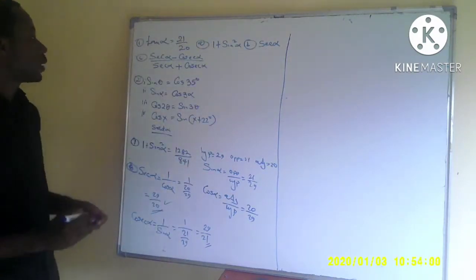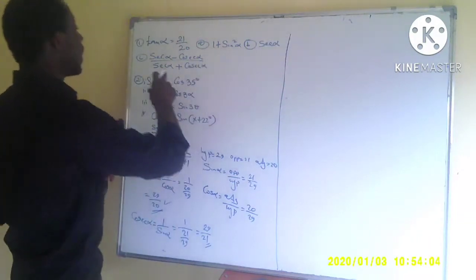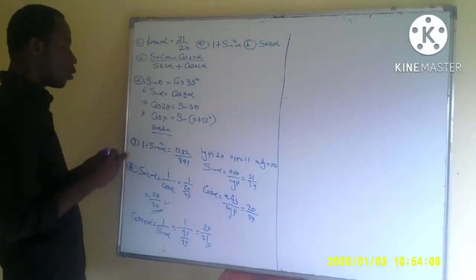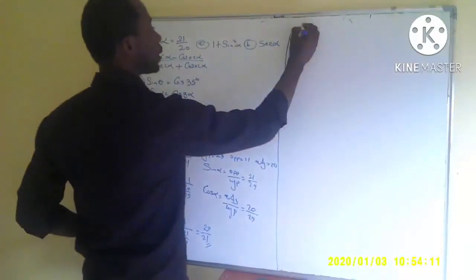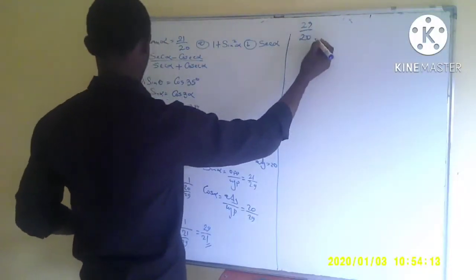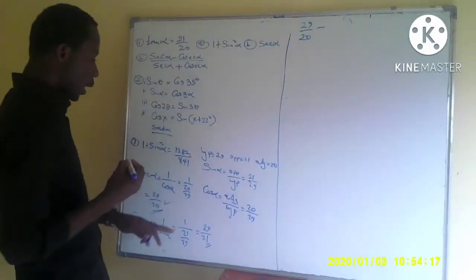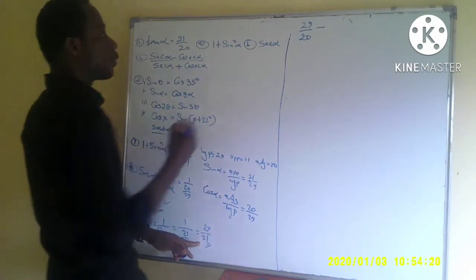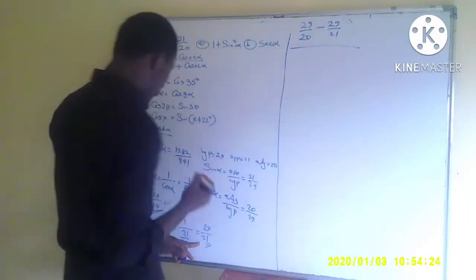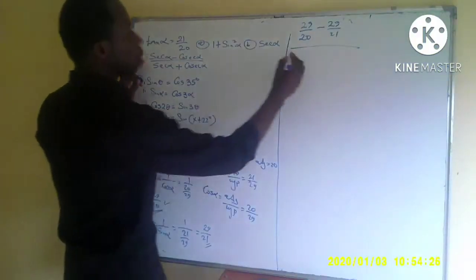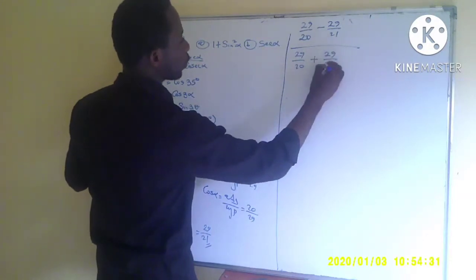So the last question now is sec alpha minus cosec alpha over sec alpha plus cosec alpha. To solve this question, what is our sec alpha? Sec alpha is 29 over 20, minus cosec alpha. Cosec alpha is 29 over 21, all over, now we are adding, also 29 over 20 plus 29 over 21.